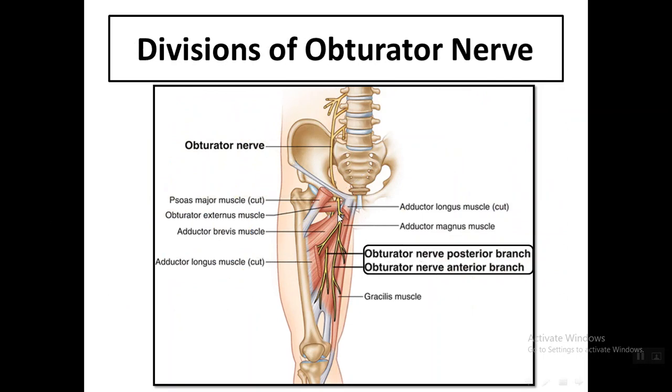The anterior division here passes in front of obturator externus, in front of adductor brevis, and behind adductor longus. This nerve also gives a cutaneous branch that supplies the medial side of the thigh.